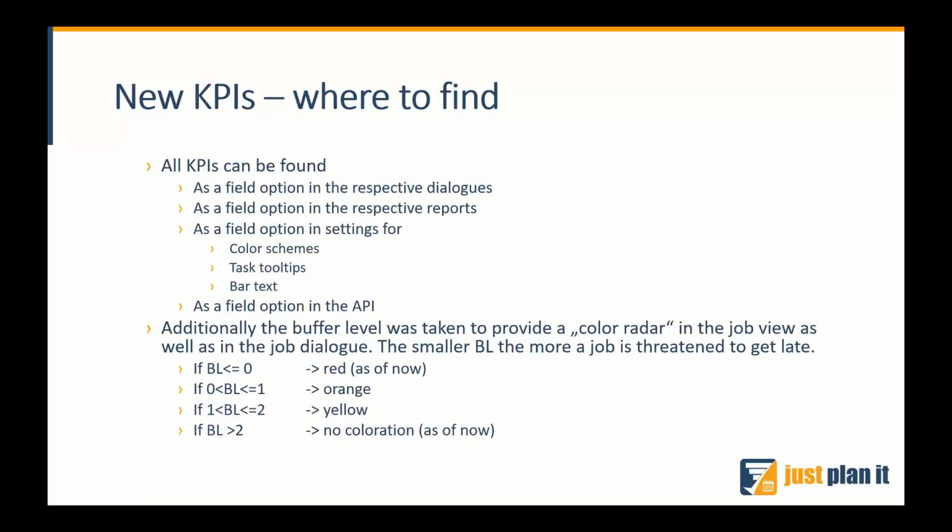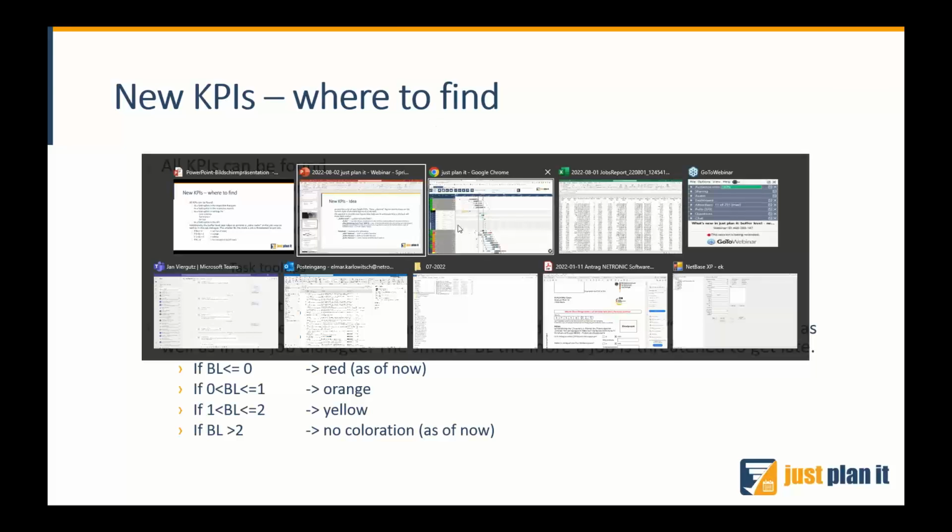Beforehand, you remember that delayed jobs got an alert with a red color. At that point where you could see the red color, we have now added an orange and a yellow color. The orange color tells you that the buffer level of a job is between 0 and 1, and the yellow color indicates a buffer level between 1 and 2. The yellow and orange, in addition to the red color, shall give you an indication of how your job evolves. How this looks, we will now see in my Just Planet account.